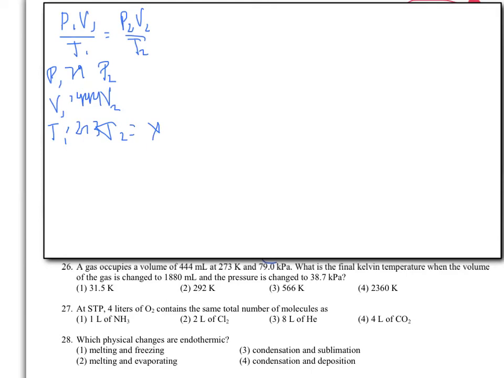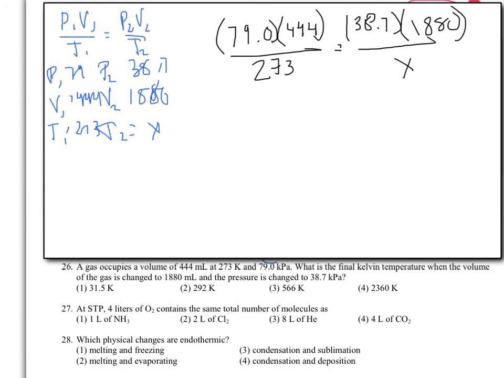when we have a volume of 1880 and a pressure of 38.7 kilopascals. So the first thing we want to do is substitute. The first step I would take mathematically to solve would use cross multiplication.